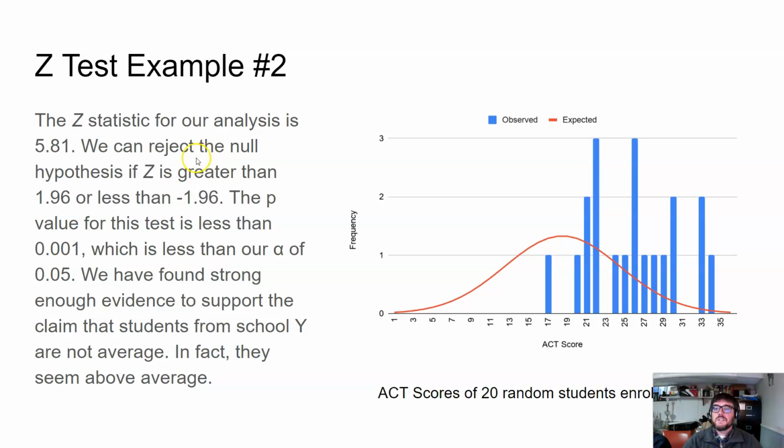So we can reject the null hypothesis because our z is greater than 1.96. In fact, the probability of observing a z-value this large, if we drew 20 observations from a normal distribution with a mean of 18 and standard deviation of 6, is less than 0.001, which is really small. Typically, when we're reporting these tests, this is as small a p-value as you ever report. So that's pretty strong evidence that students from school Y are not average. In fact, they seem above average.